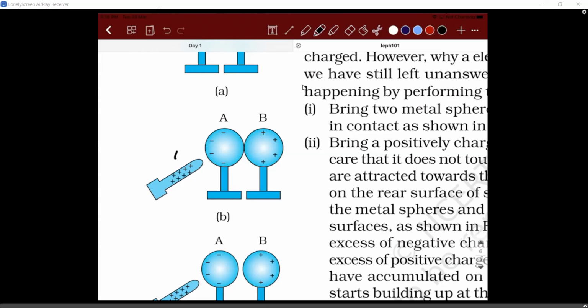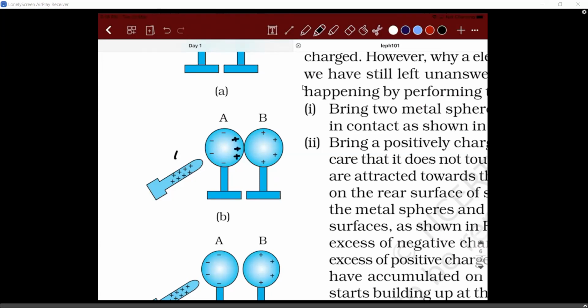So what is happening inside the sphere? It has equal amount of positive and negative charge. Now the question is, when this positive charge is brought closer to A, is A going to lose all the positive charge? What will happen? It will get redistributed. So what do I mean by redistribution? It means more amount of negative charge will get aligned to the left end of A, and the positive charge will get shifted to the right end. So this positive charge is getting developed.